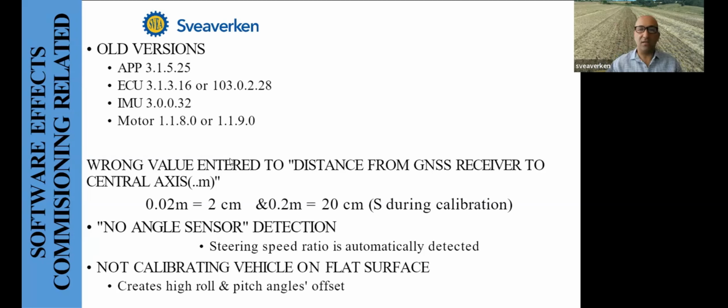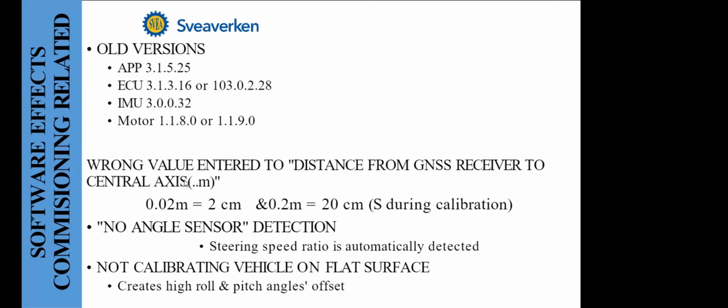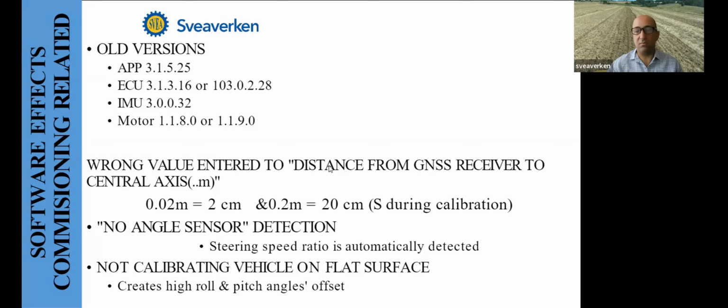So the second software effect is mostly coming from the wrong entry of the values, especially the GNSS receiver to the central axis. For instance, someone measures 2 centimeters, which is 0.02 meter because the field is in meters. But if we enter 0.2 or 2 directly, which is a completely different value than we need, that means during calibrations, you will see turning to the left or right directly. Or if someone changed this parameter later, the system will work abruptly as well.